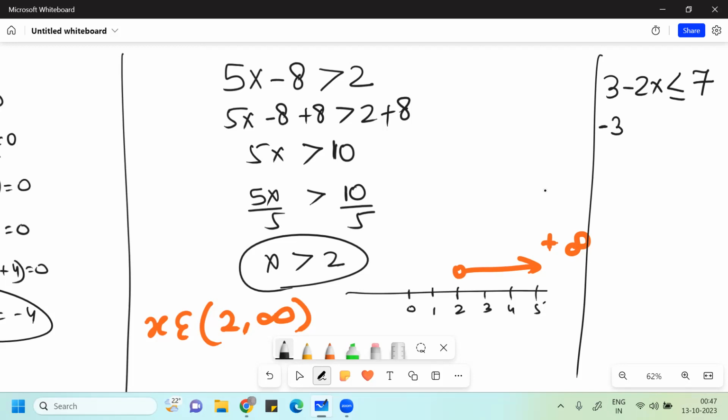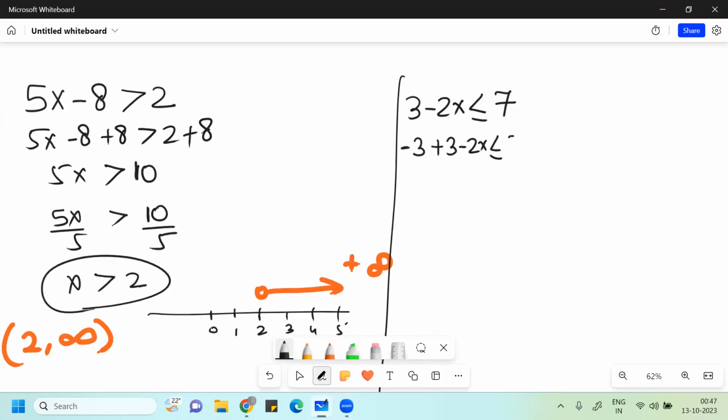So here I'll get -3 + 3 - 2x less than or equal to 7 - 3. I added 3 to both sides. So I can write -2x is less than or equal to 7 - 3, which is 4. Then I multiply both sides by -1.